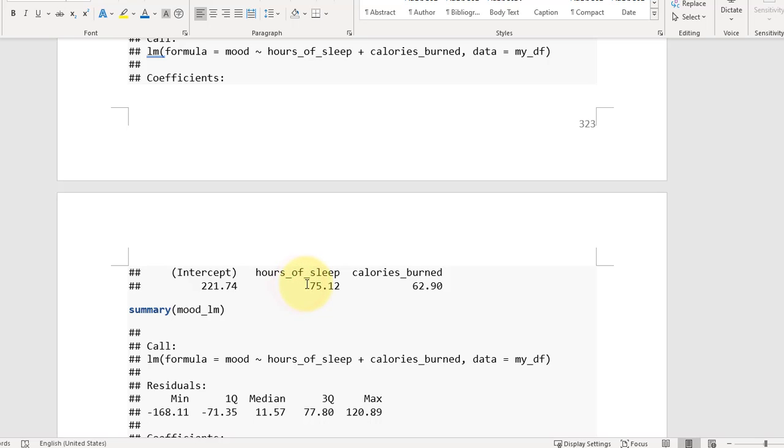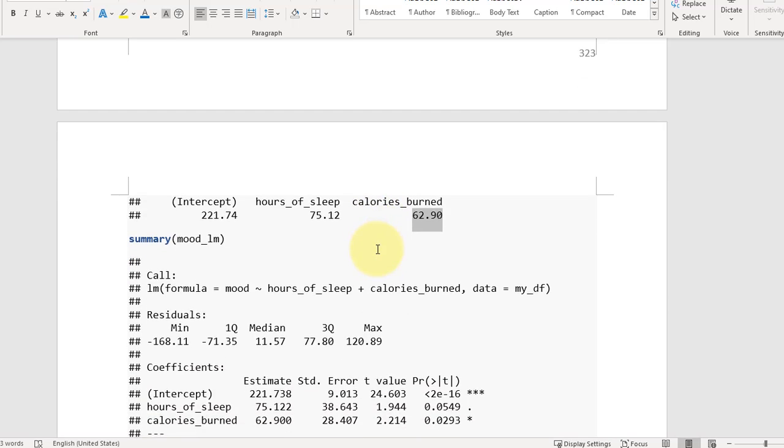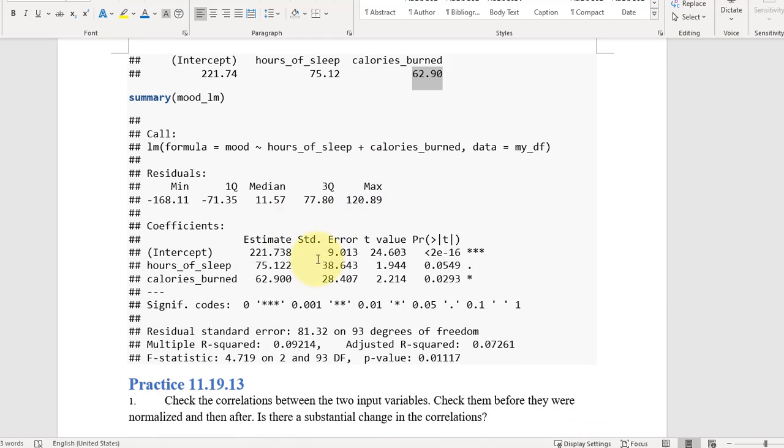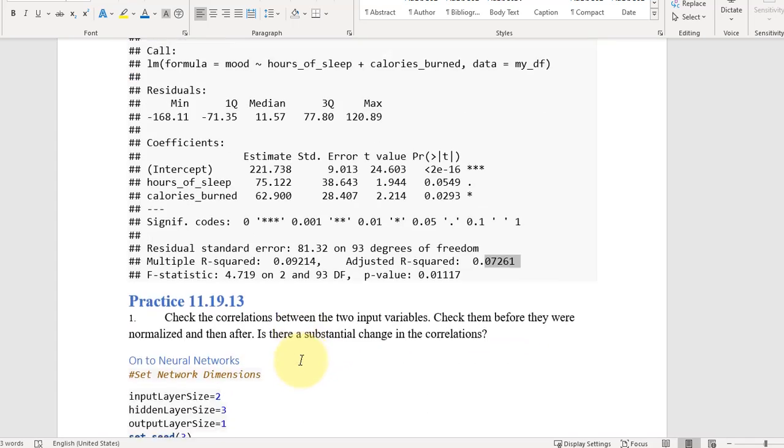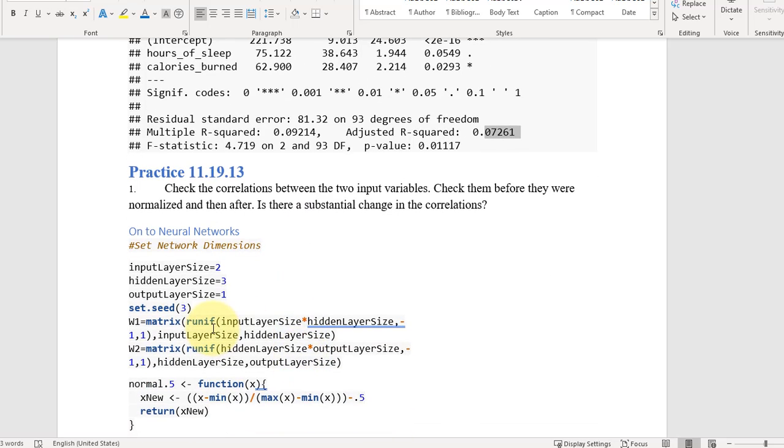So hours of sleep has a little bit more effect in terms of people's mood than calories burned, but that really depends on the units that are used. So it's hard to say that exactly, actually. So anyway, we get some data that we could learn how to read about the regression, and we get a measure of the error here. This is another measure of the error. Both of these are commonly used error measures.